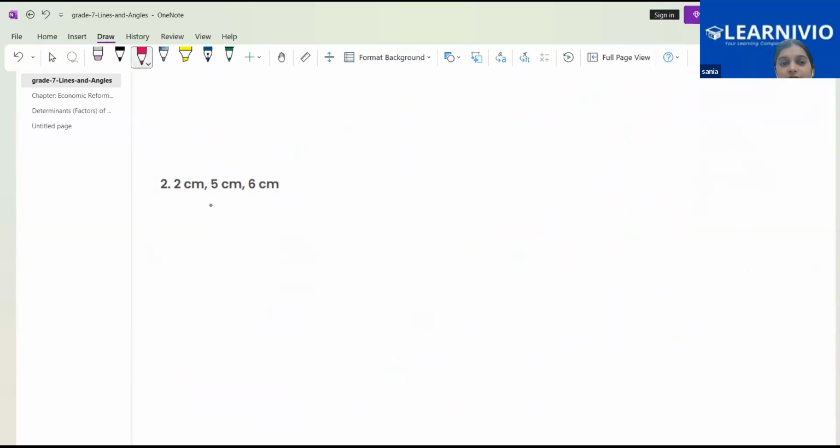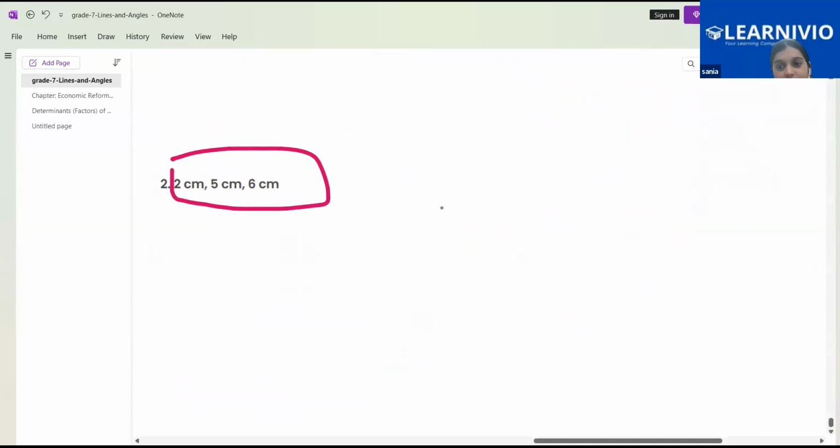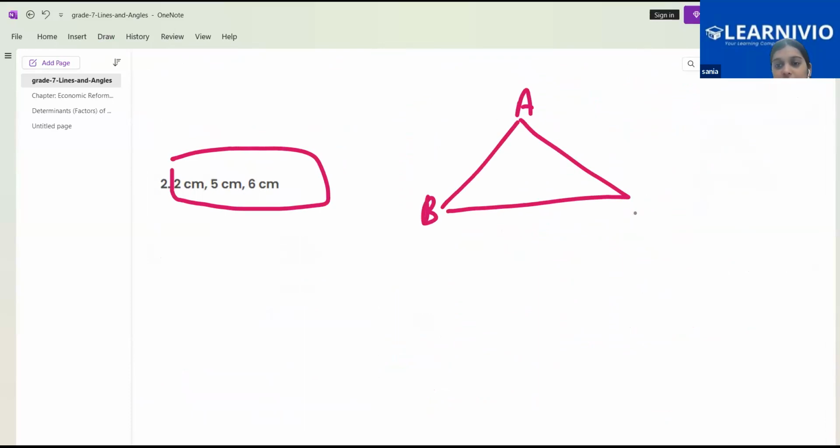Okay, ma'am, we have to make a triangle with the help of this? Yes, you have to make a triangle like this. I'll just do it so everybody can follow this. A, B, C, 2, 5, and 6.